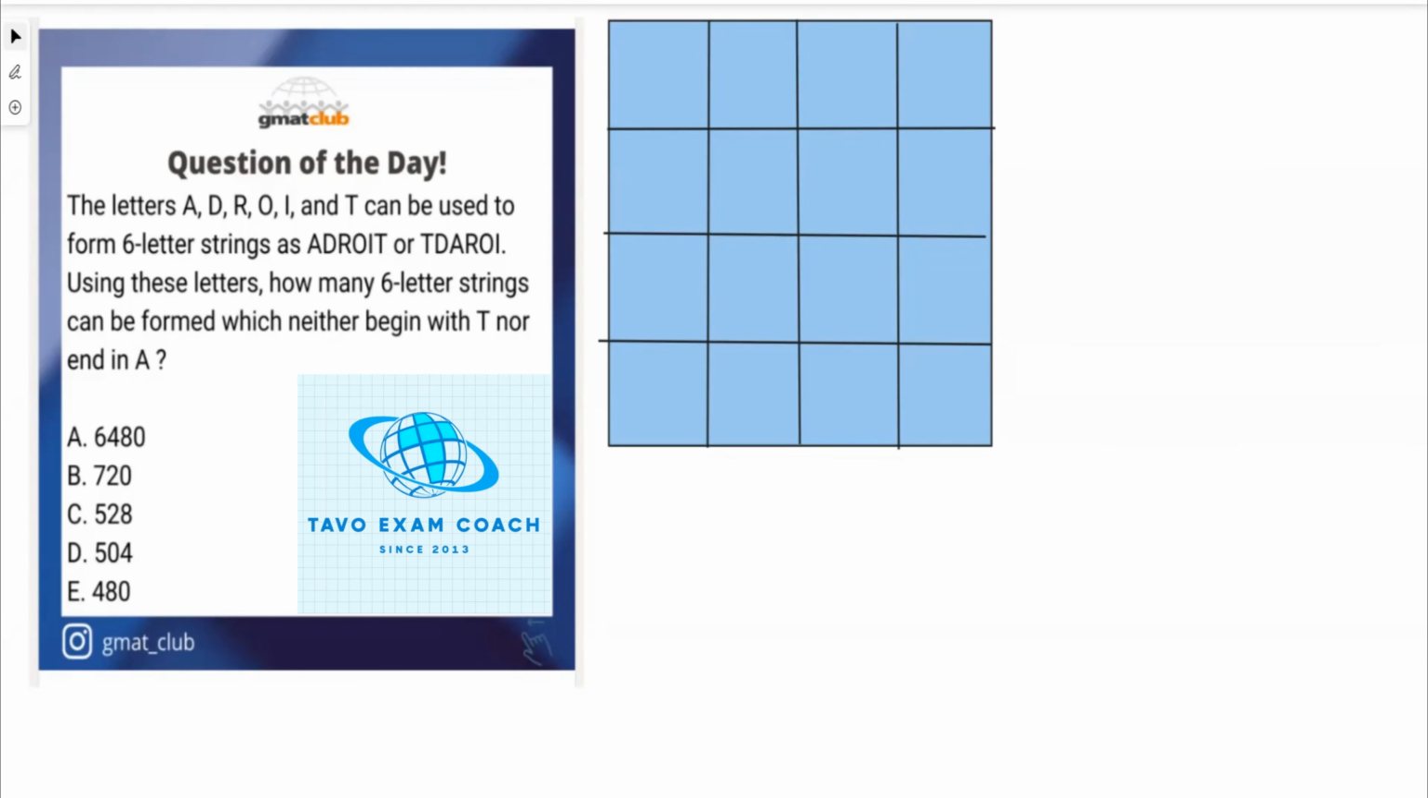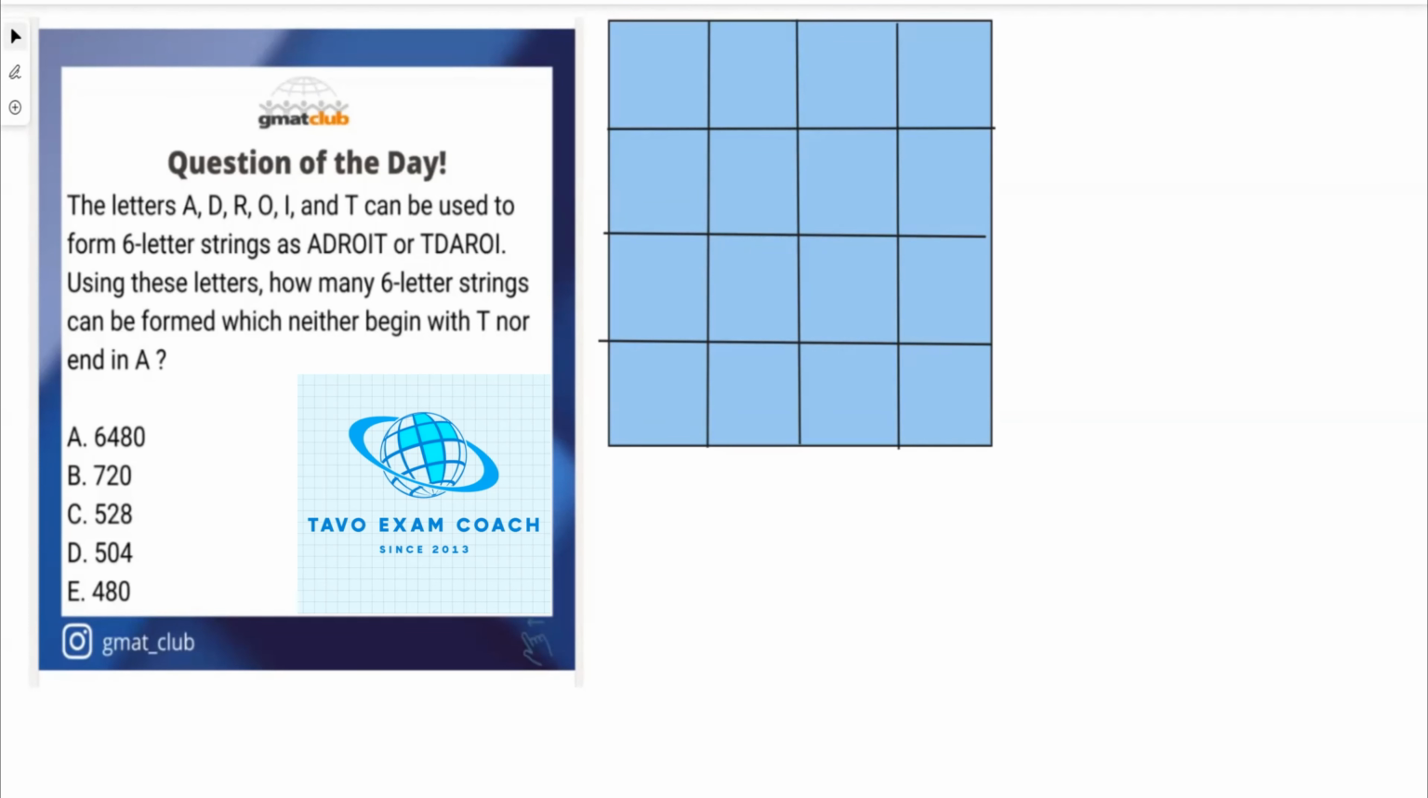Today we have a new GMAT quantitative question. The question goes like this. The letters A, D, R, O, I, and T can be used to form six-letter strings such as A, D, R, O, I, T or T, D, A, R, O, I. Using these letters, how many six-letter strings can be formed which neither begin with T nor end in A?